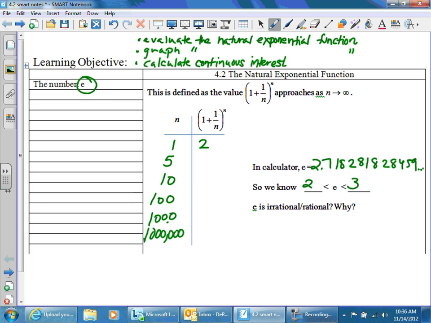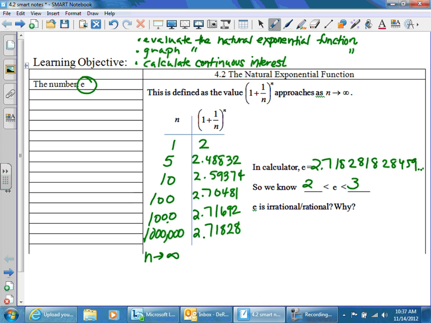All right, so when you plug those into your calculator, you can pause me while you're doing that. This is what I get out. What do you notice is happening? This value is getting closer and closer to e. So I can see here, as n goes to infinity, this equation is going to go to e.